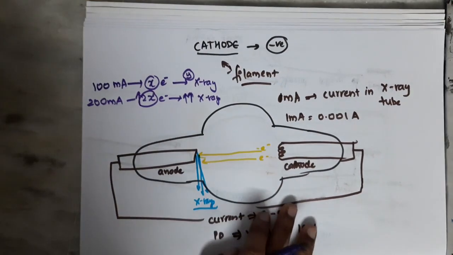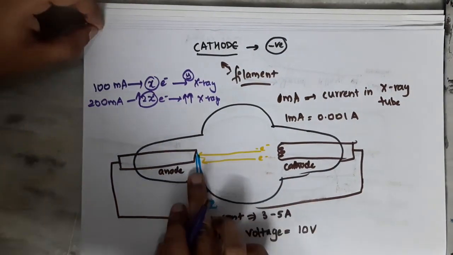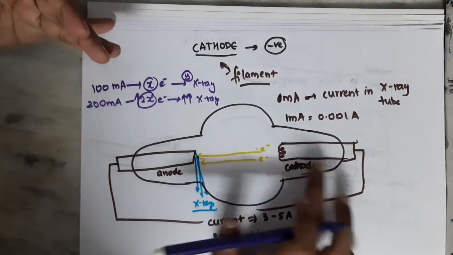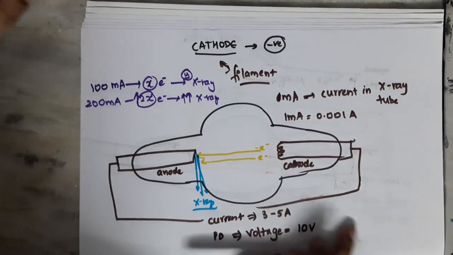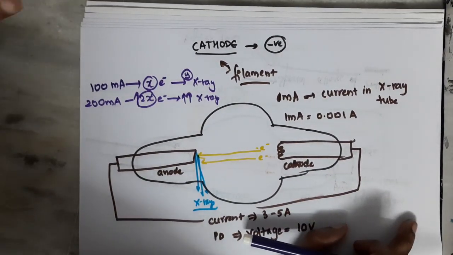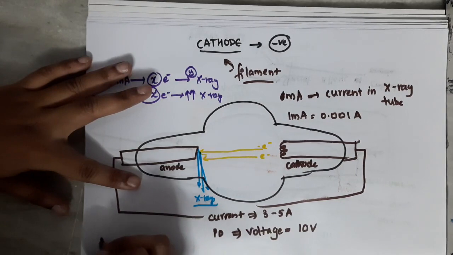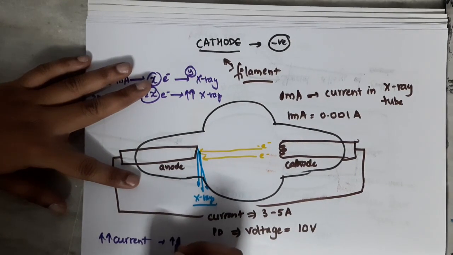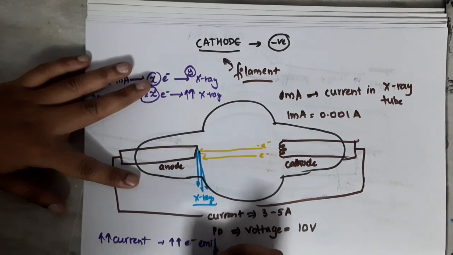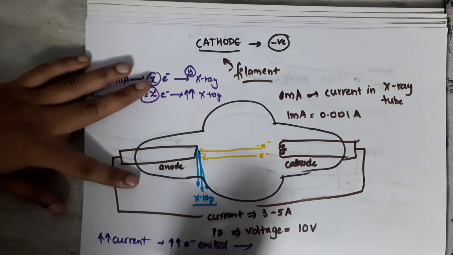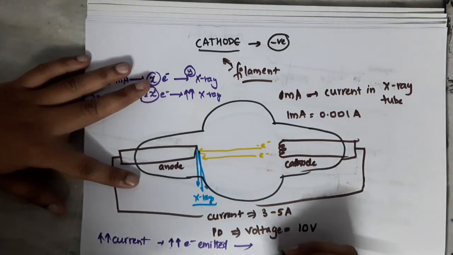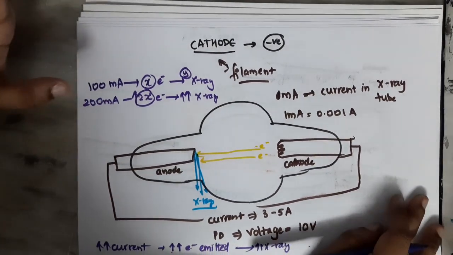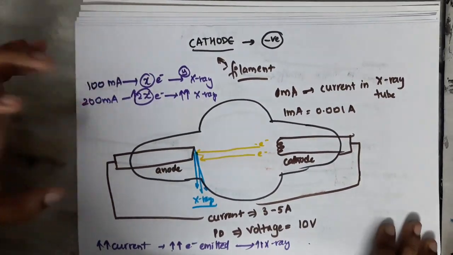So the production of X-rays is indirectly dependent on the electrons. The electron emission depends upon the current given to the X-ray tube. The more current you give to the X-ray tube, the more electrons are emitted. When more electrons are emitted, they hit the anode more, and this results in the release of more X-rays. So this is the main thing.